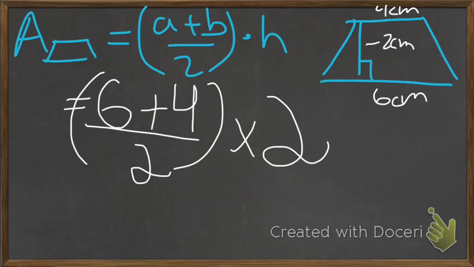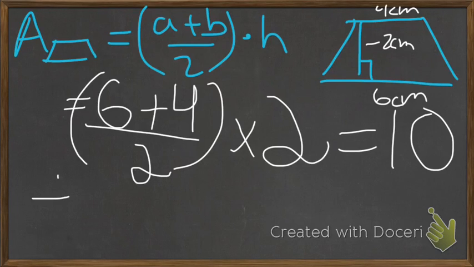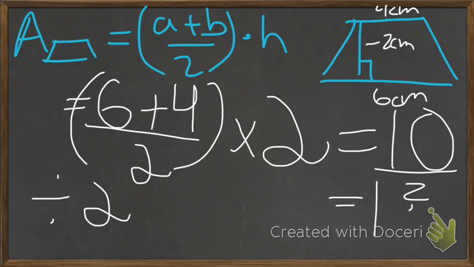So 6 plus 4 gives you 10. So equals 10. Divided by 2, and then we have to multiply it again by 2. So that equals 10 in total, right? Because you take 10, divide by 2, and multiply by 2, same thing. It's 10 what?